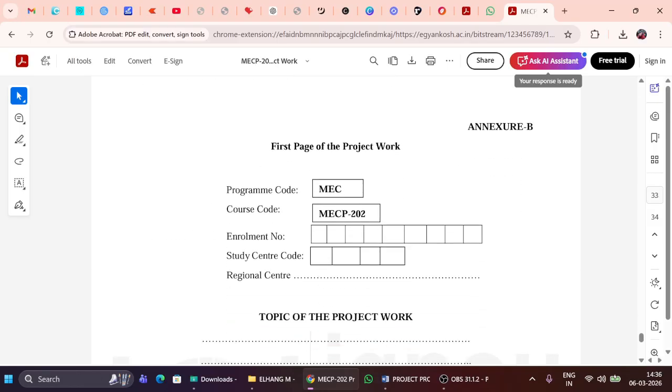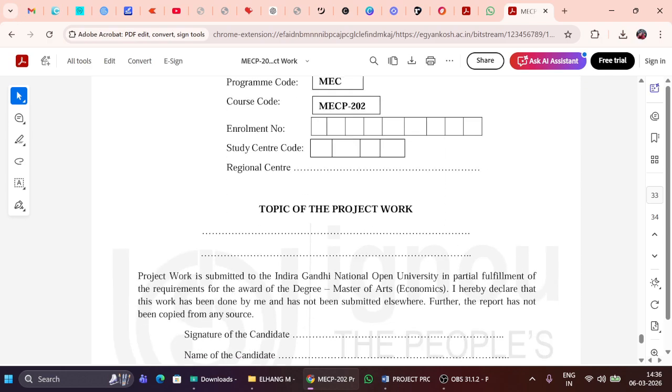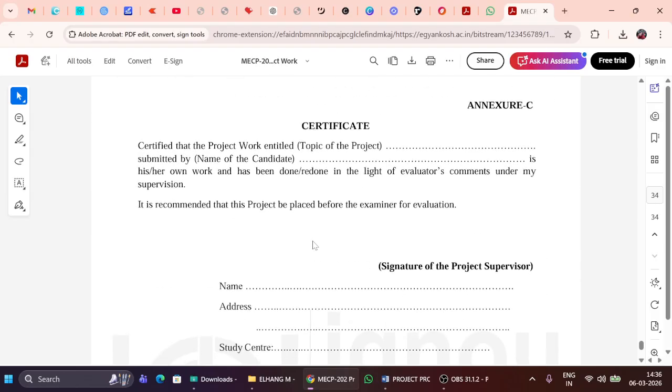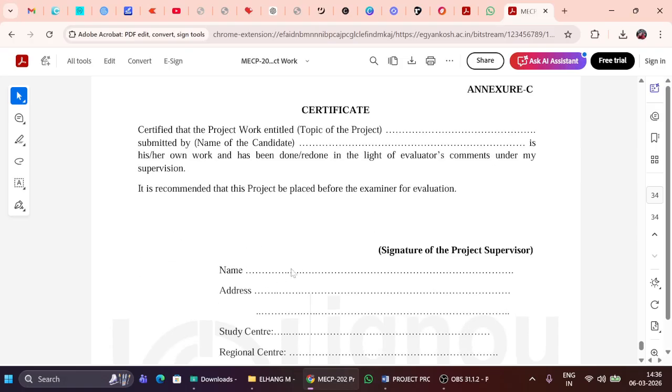Okay, and there are some more annexures, like annexure B. It is for the first page of the project work. Okay, and this is the certificate of originality. You also have to fill it while submitting the project work.